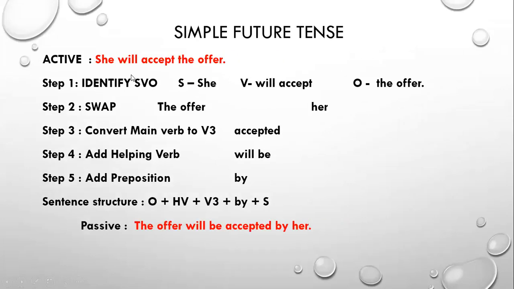Simple future tense. Example is she will accept the offer. Now the offer will come in the beginning of the sentence. The helping verb here will be will be. Third form of accept is accepted. Then by, and then she will become her. So the passive voice will become: the offer will be accepted by her.